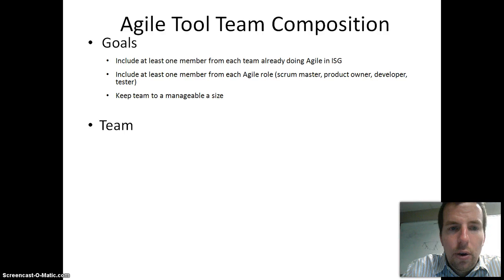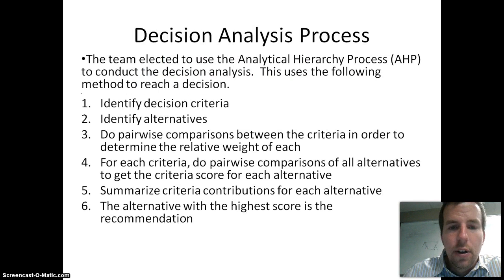So again, here are the goals. Include at least one team member from each organization, include at least one team member from different roles, and keep it to a small size. I did remove the team list of names. I didn't ask for their permission. So I think we had about 8 people on the team, all the way from developers to scrum masters to product owners to UI people to myself and another Agile coach to help us figure out which tooling we wanted to use. We used the Analytical Hierarchy Process, called the AHP, to conduct the analysis.